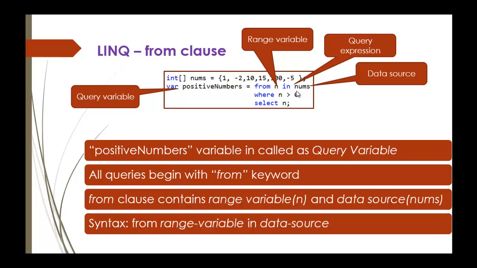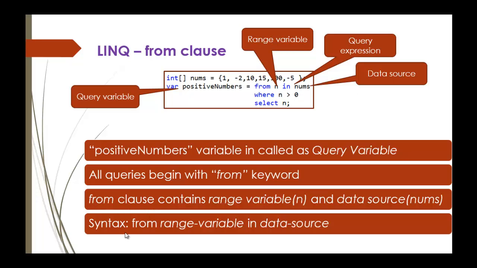What I'm trying to tell here is, from this range variable, in this data source, I want this set of data. The from operator tells you to initialize the query. It is the place where you initialize the query. Keep in mind, all queries begin with the from keyword, and from consists of two things: the range variable and the data source.